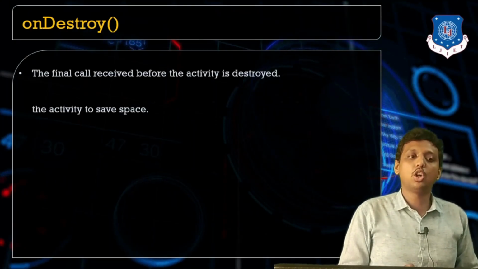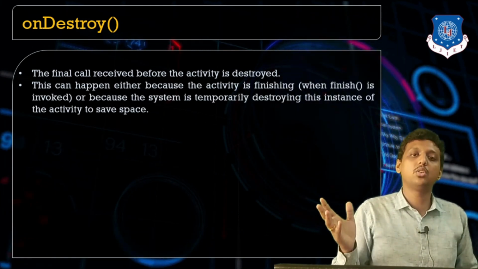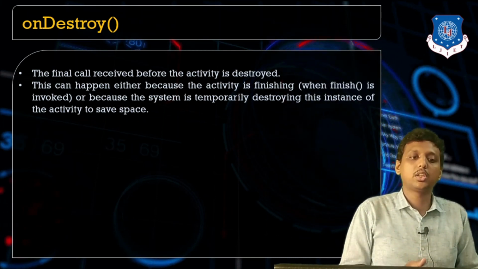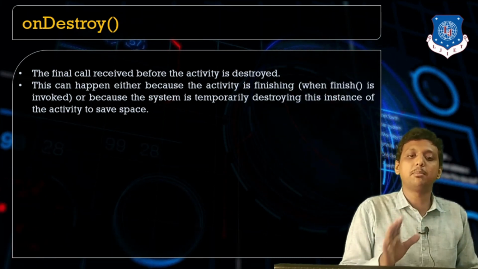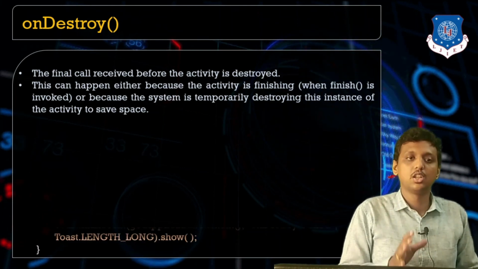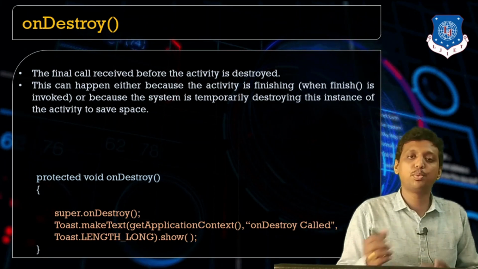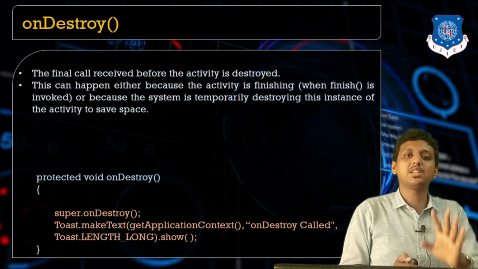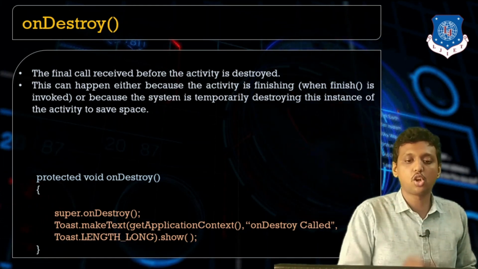Next, when we talk about onDestroy, finally onDestroy is called to take the activity out of the activity stack. So no activity is running at that time. When the activity is completely destroyed, that instance is removed from the activity stack. For the onDestroy method, you just need to call super.onDestroy, same as before. The toast code remains as it is. I'm just changing the message to onDestroy called.